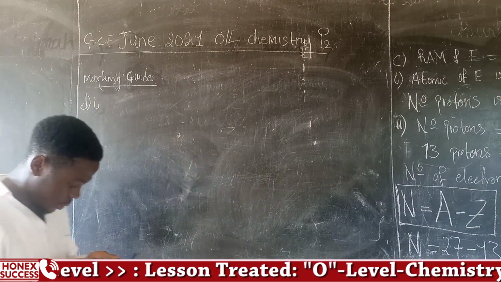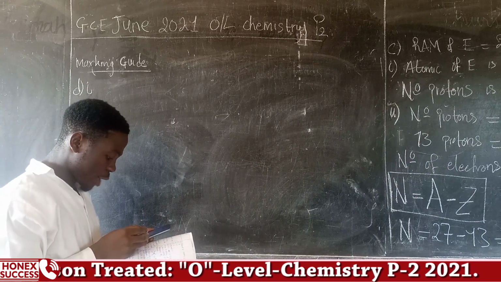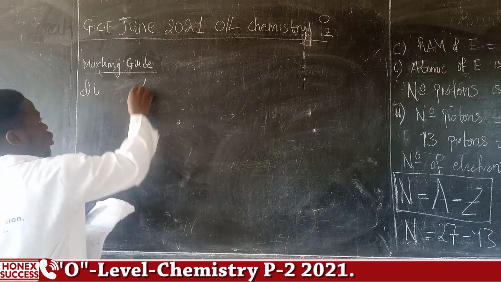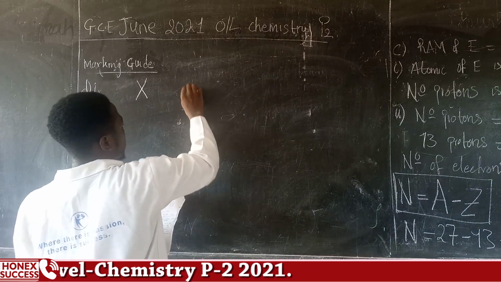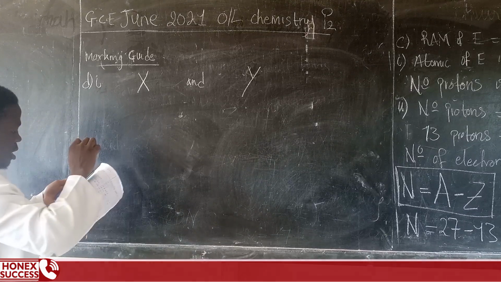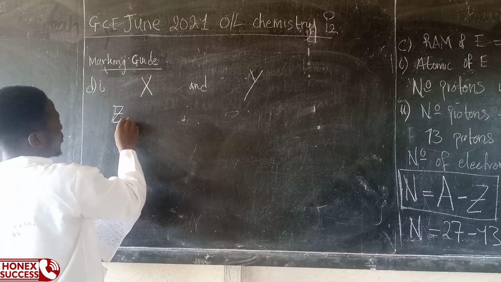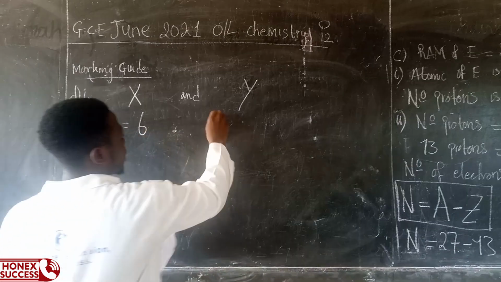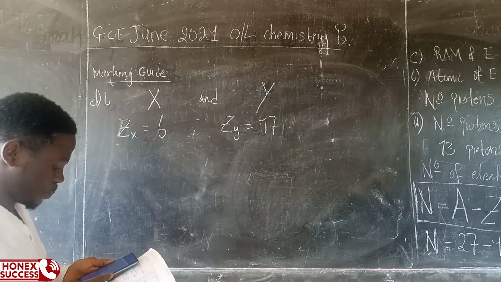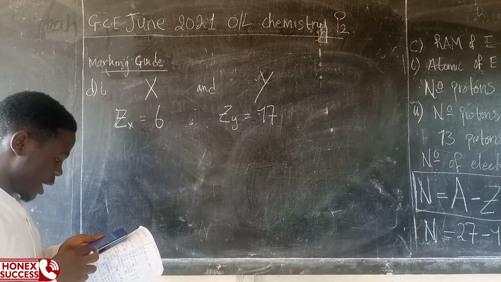Question 1D says two elements X and Y have atomic numbers 6 and 17 respectively. Element X and element Y have atomic numbers: Z for X is 6 and Z for Y is 17.